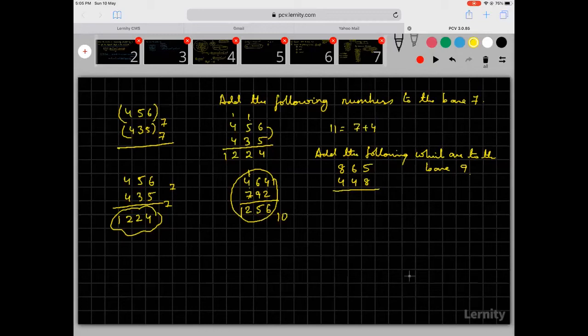8 plus 5 is like 13. 13 is 4 more than 9. So 4, carry over 1. 11, 2 more than 9. Yeah, 2, carry over 1. 12 plus 1, 13. So 4, 1. So the answer is 1424. So 865 plus 448 is 1424. Yeah, these are numbers to the base 9. So we are adding numbers which are to the base 9.